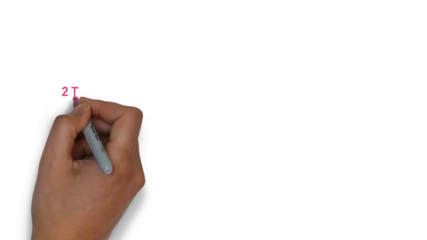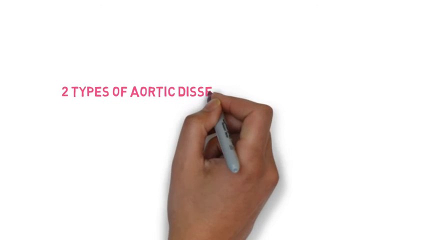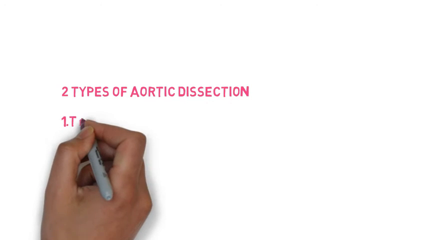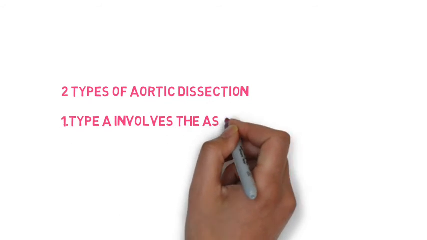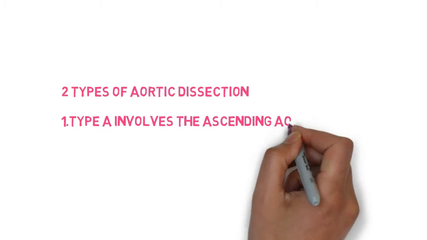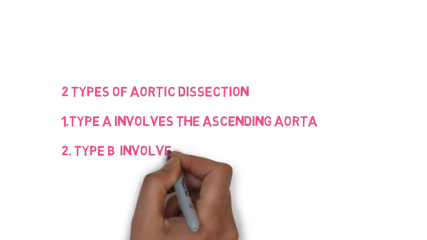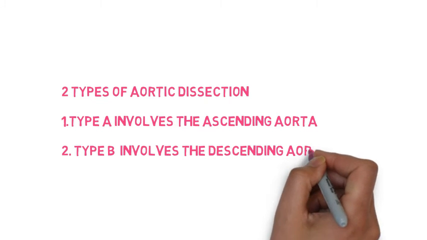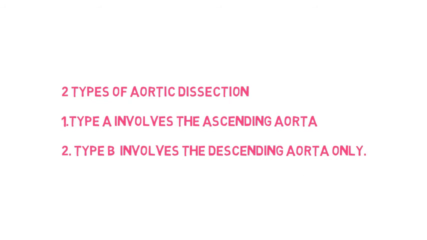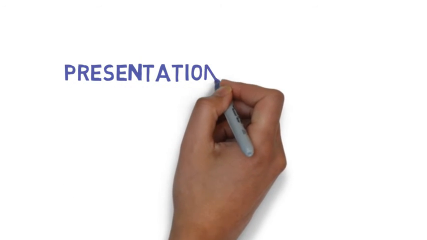The two main types of aortic dissections depend on if there is involvement of the ascending aorta. Type A will involve the ascending aorta, and we can think of A for ascending. There may or may not be involvement of the descending aorta. Type B involves the descending aorta only, i.e. the third part of the aorta, and this has important prognostic factors.